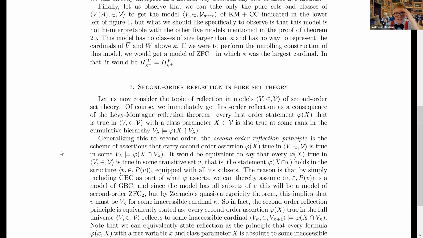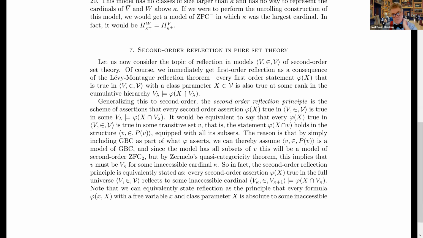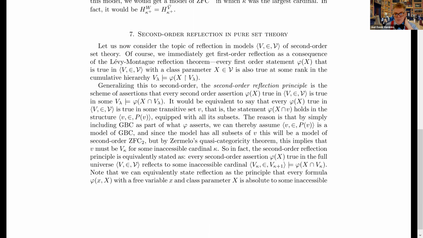So now I want to move on to second order reflection. Second order reflection is the principle saying in the context of GBC or KM, or also we're going to do it with elements, if you have a second order formula that's true in the second order model of set theory, then there should be some V lambda where it's true at that level, interpreting the second order quantifiers as ranging over the subsets of V lambda.